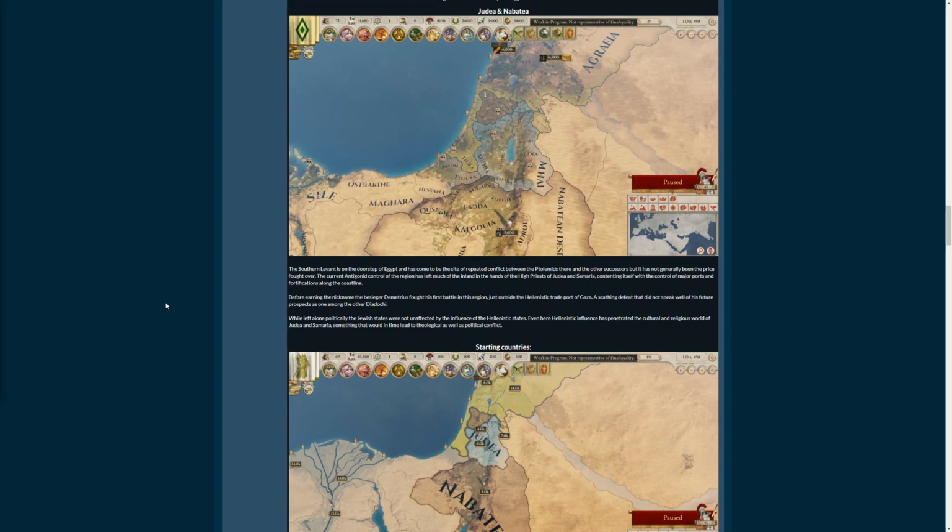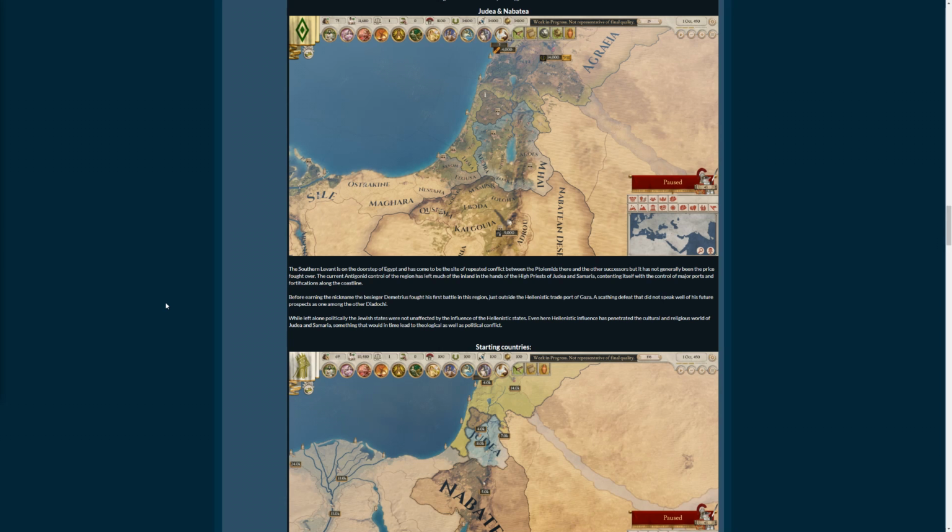Judea and Nabatea. The southern Levant is on the doorstep of Egypt and has come to be the site of repeated conflicts between the Ptolemies there and other successors, but it has not generally been the prize fought over. The current Antigonid control of the region has left much of the inland in the hands of the high priests of Judea and Samaria, contenting itself with control over major ports and fortifications along the coastline.